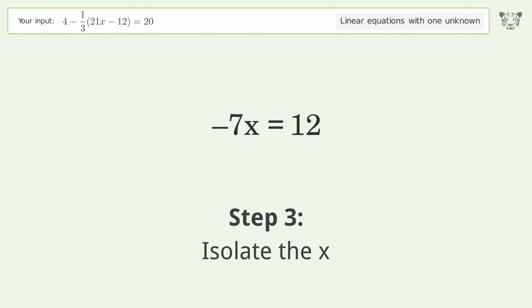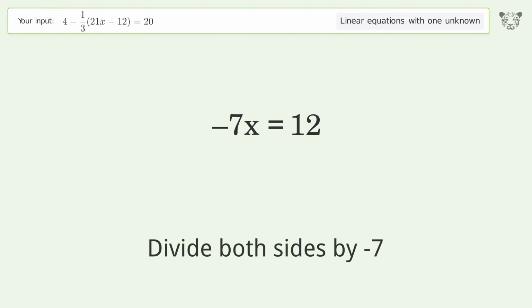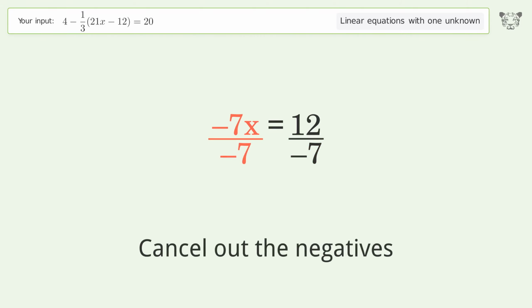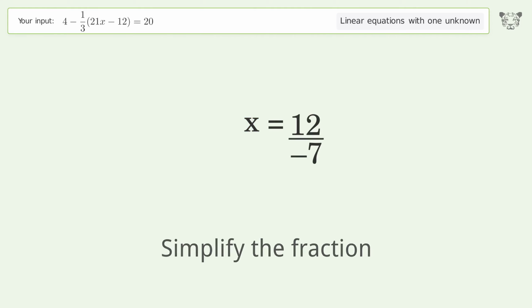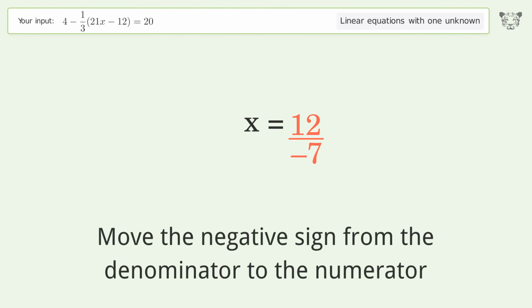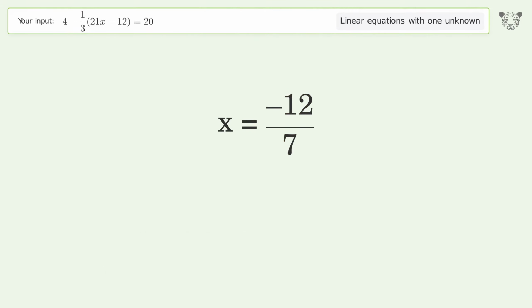Isolate the x. Divide both sides by -7. Cancel out the negatives. Simplify the fraction. Move the negative sign from the denominator to the numerator. And so the final result is x equals -12/7.